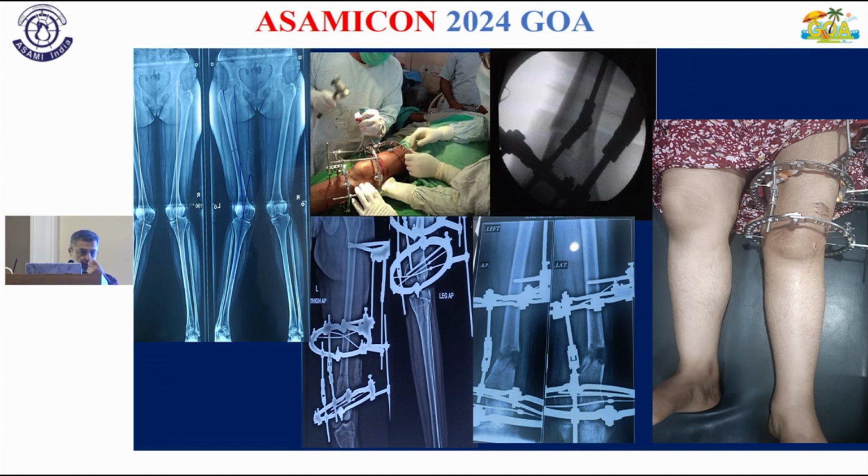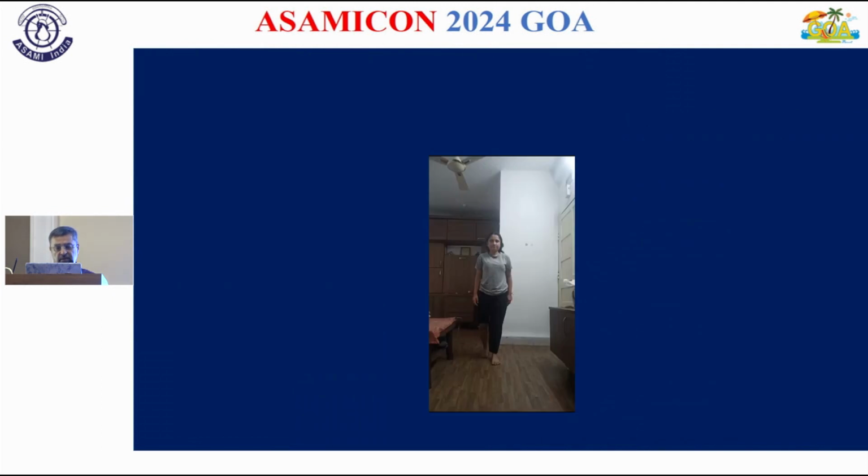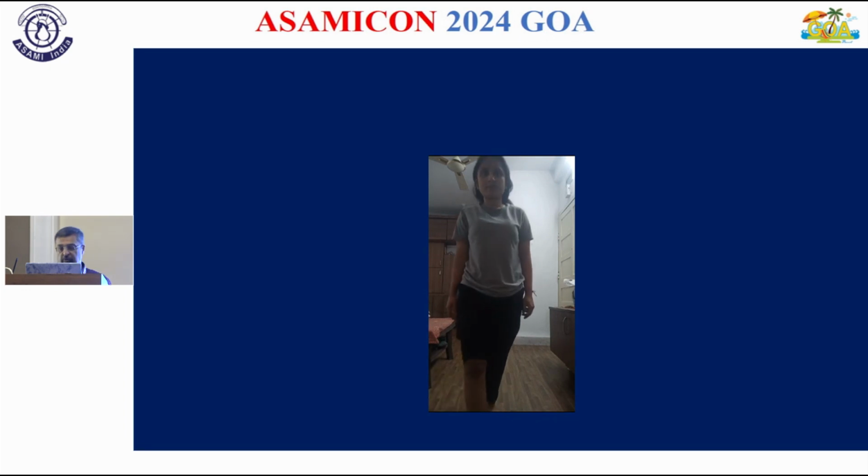This is one of the example cases of femur. The osteotomy is done at the CORA, hinges are placed exactly at the position, gradual distraction, and this is the patient walking after the correction. The other side is still waiting. Meanwhile, the girl got engaged, so she's not interested in getting the other side operated.